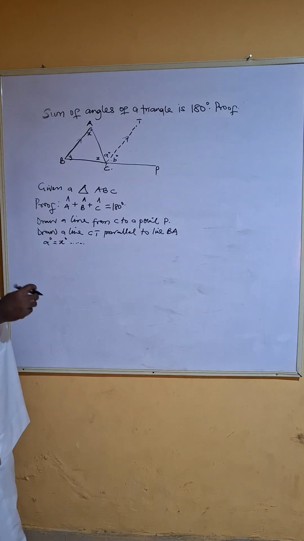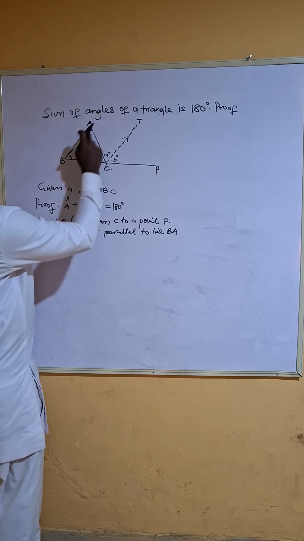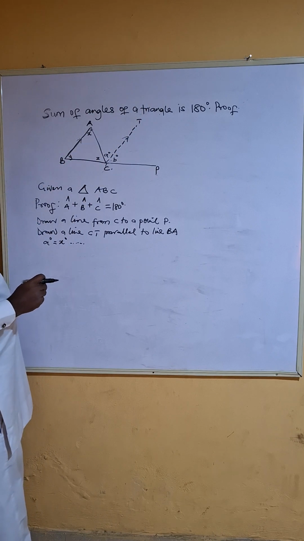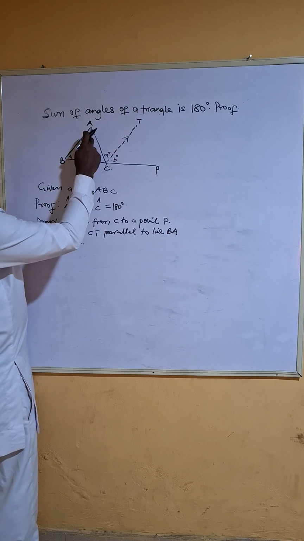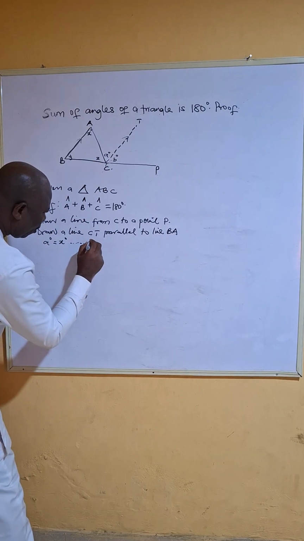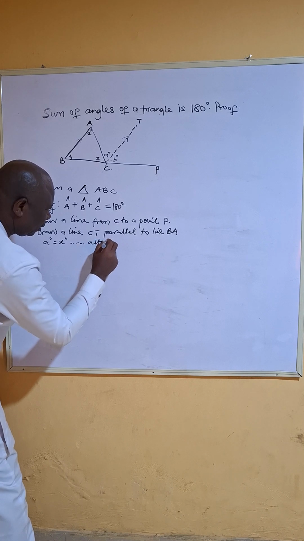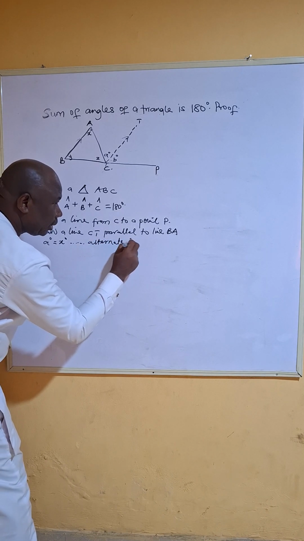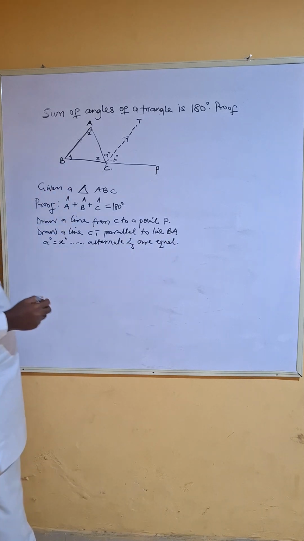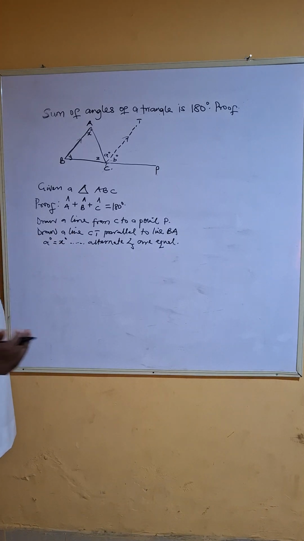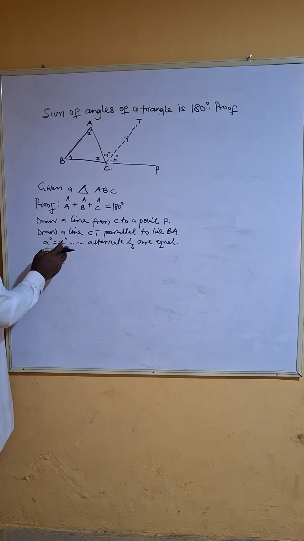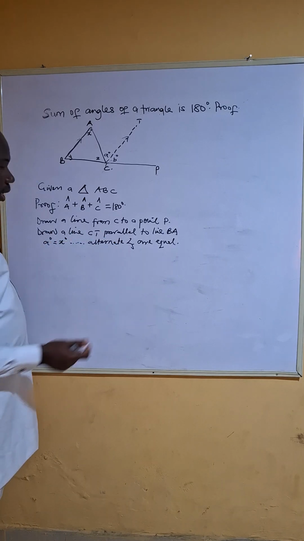You have to state your reason. What is the reason? You have something like this, something forming Z. So, x degrees is the same thing as A degrees. We call that one alternate angles are equal. Or you can simply say alternate angles. That is, the reason why A is equal to x is because they are alternate angles.